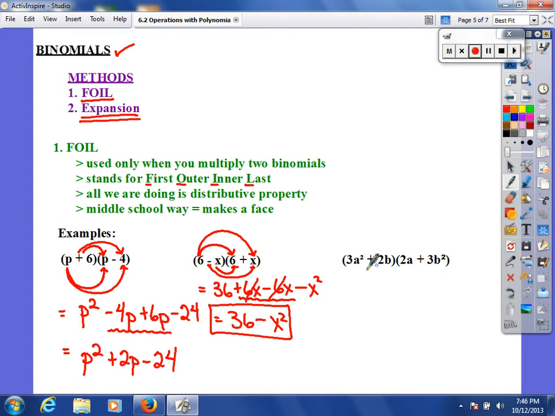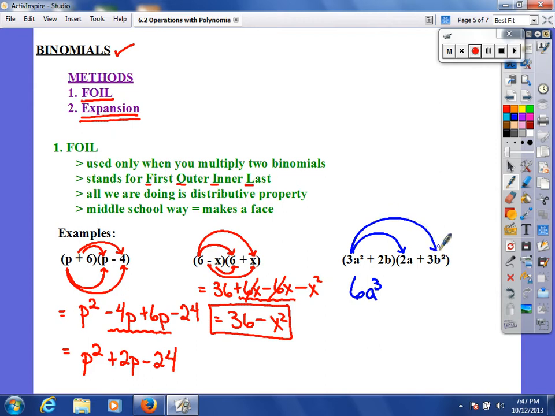Here's another binomial times binomial. So anytime you have this situation with little bubble times a little bubble, what you do is you FOIL. Little bubble, little bubble. And so what we do is first, outer, inner, last. It's the distributive property. First, 3 times 2 is 6. Ooh, a squared times a, multiplying powers, you add exponents.